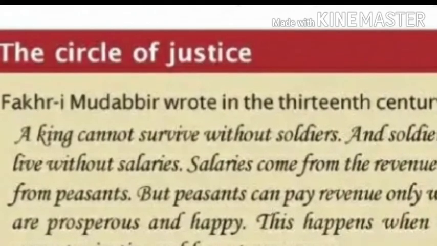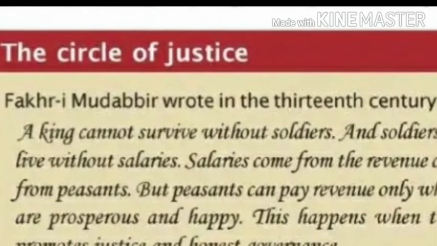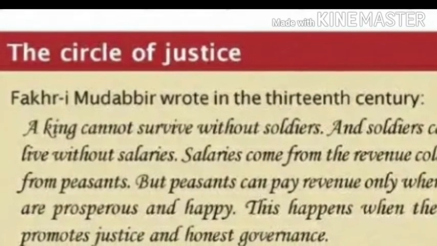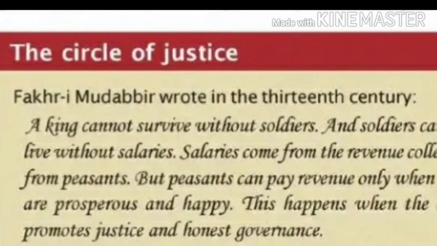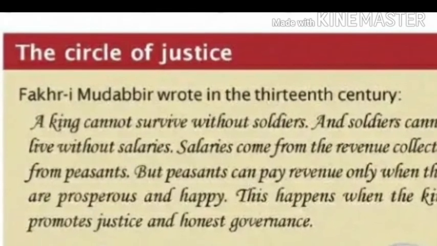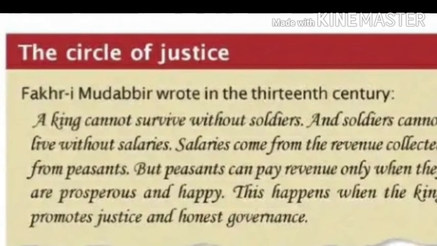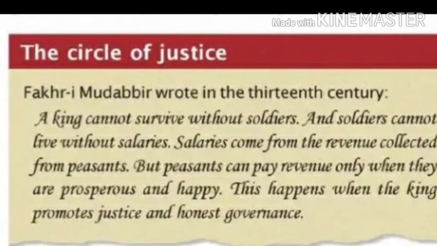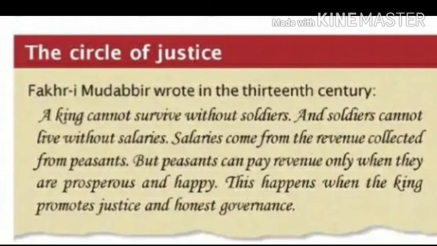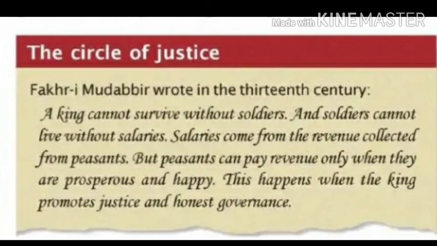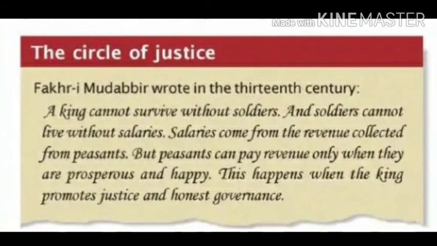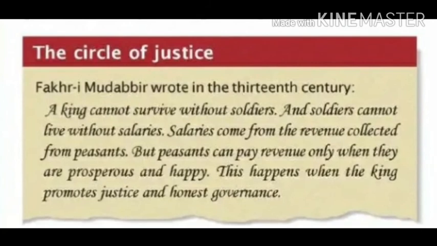Next, we read about this term circle of justice. What was the circle of justice? It was important for military commanders to keep the interests of the peasantry in mind, because a king cannot survive without soldiers. Peasantry means the common people or the farmers. Now, the soldiers cannot live without salaries. Salaries of the soldiers came from the revenue collected from the peasants. But peasants can only pay revenue when they are prosperous and happy. So this was a little circle, and this was called the circle of justice.